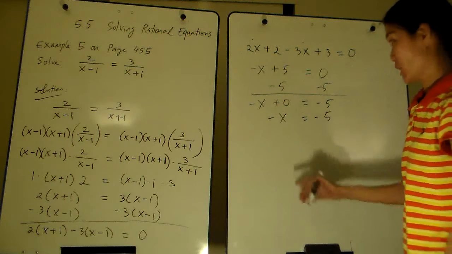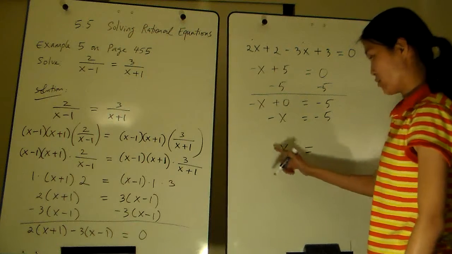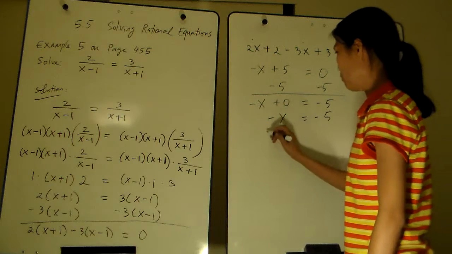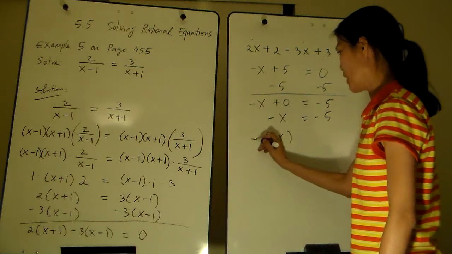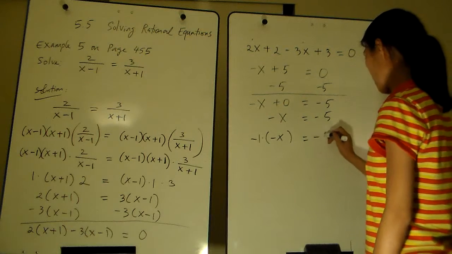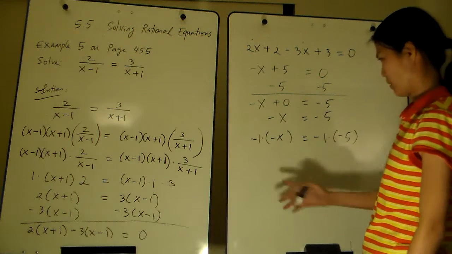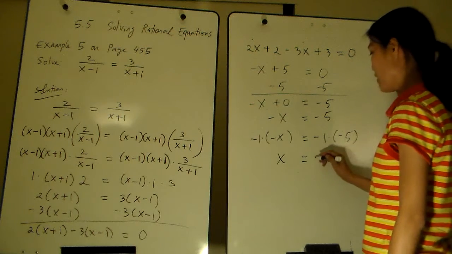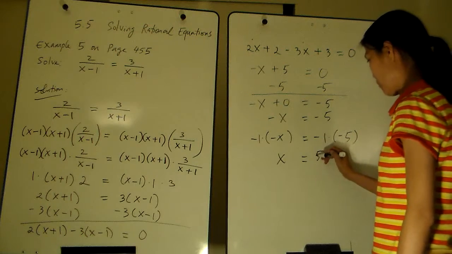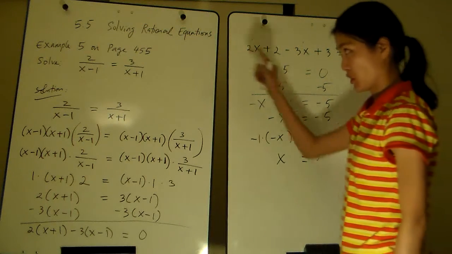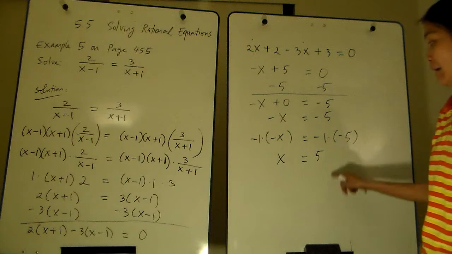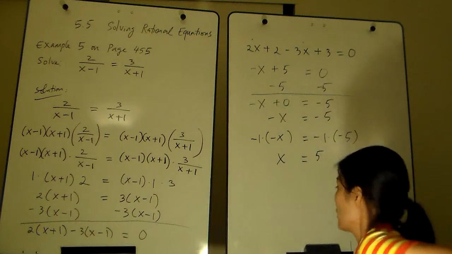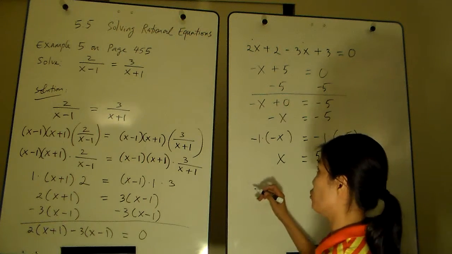To get x equal to something, you need a positive coefficient. You multiply both sides by negative 1, because negative times negative is positive. Negative 1 times negative 5 is positive 5. So it looks like this is the solution to the equation. But we don't know if this is a valid solution. To check, you need to see if this is really a solution to this equation.